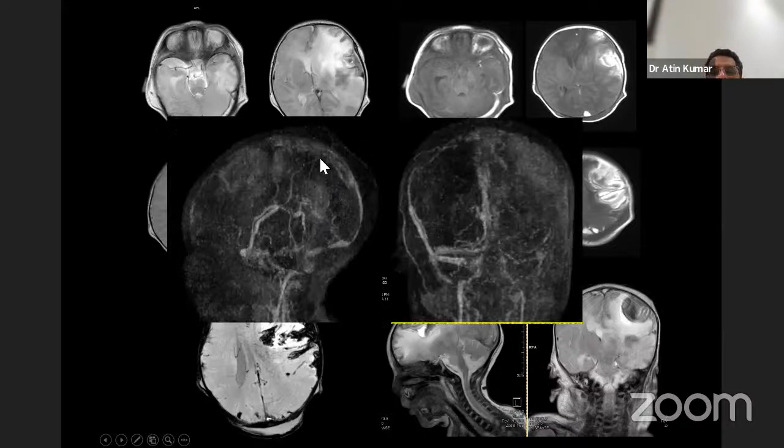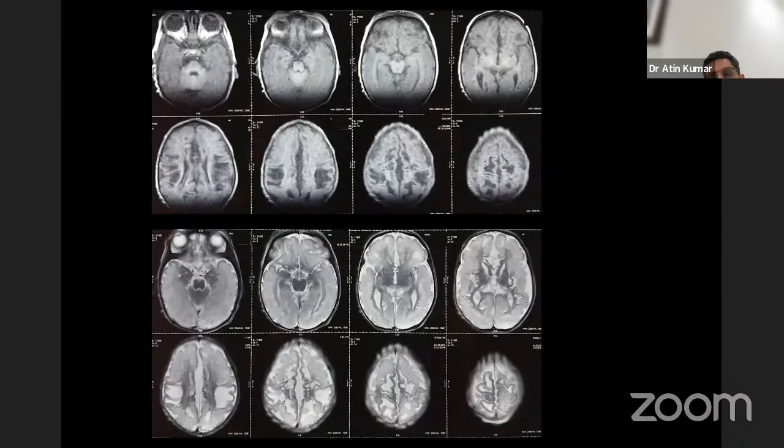We can see that the superior sagittal sinus is not visualized. Only some part of it is visualized. The left transverse sinus, sigmoid sinus, internal cerebral veins, and the right sigmoid sinus are all completely not visualized. They are thrombosed. And this child had a CSVT, and a venous infarct, a hemorrhagic venous infarct.